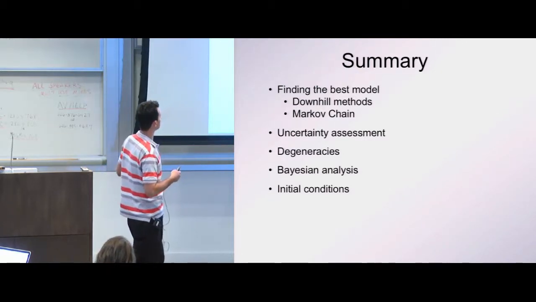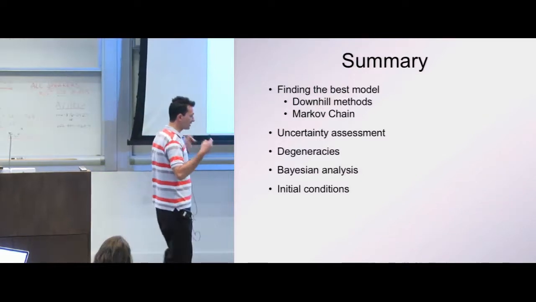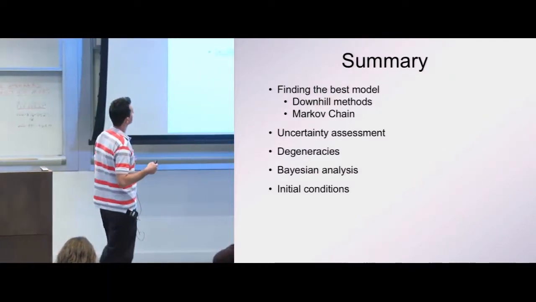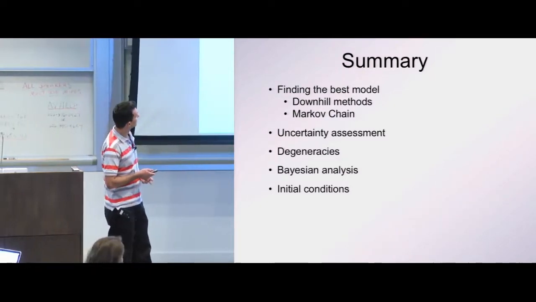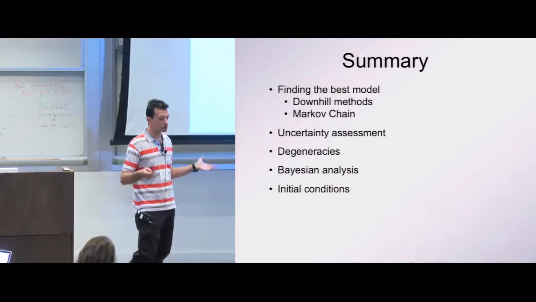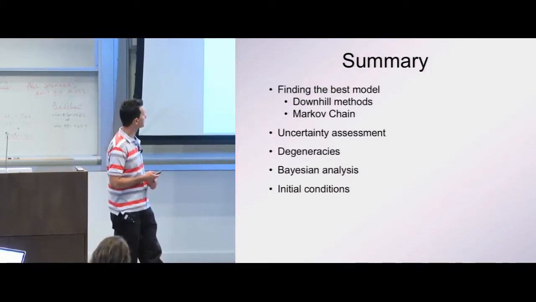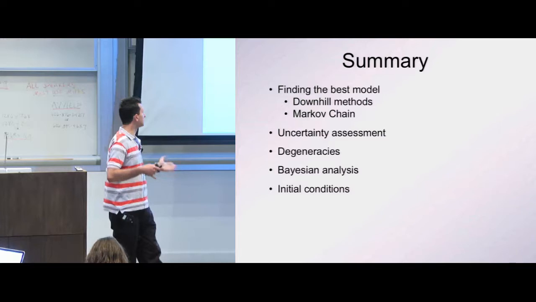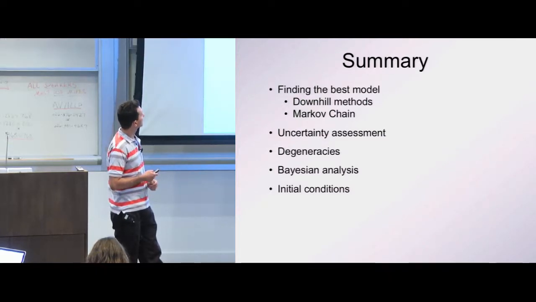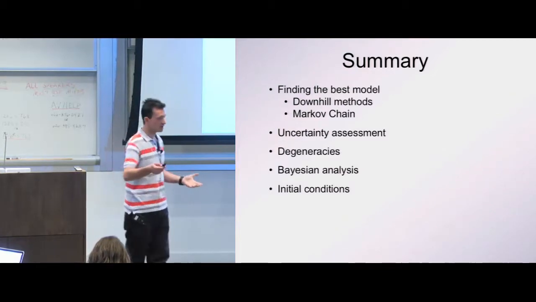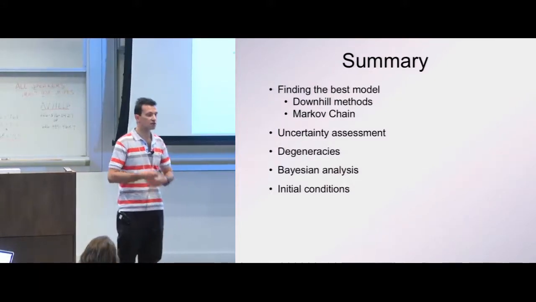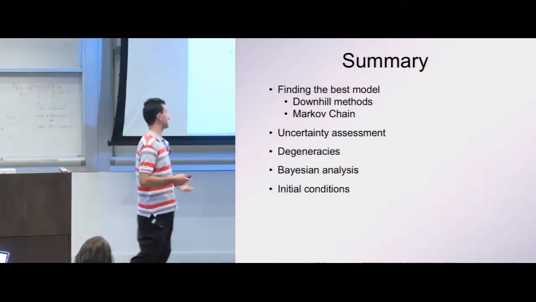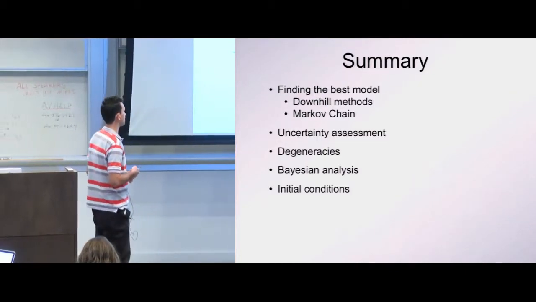So we will start with the algorithm for finding the best model. So downhill methods, and then I will speak about Markov chains. And immediately after, once we have found the best model, we have also to assess the uncertainty because we are doing science. And so we need to provide the uncertainties of our models. Then we will see that, as also Scott introduced in his talks, actually there are many degeneracies which make the problem very difficult in microlensing. So I will speak about degeneracies.